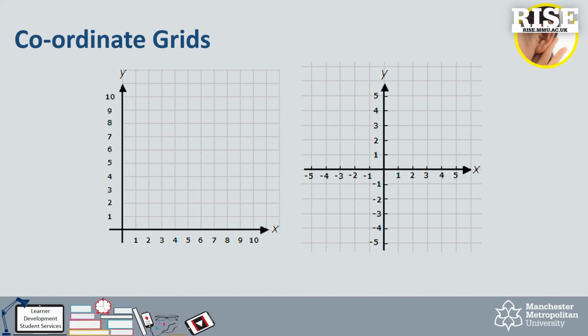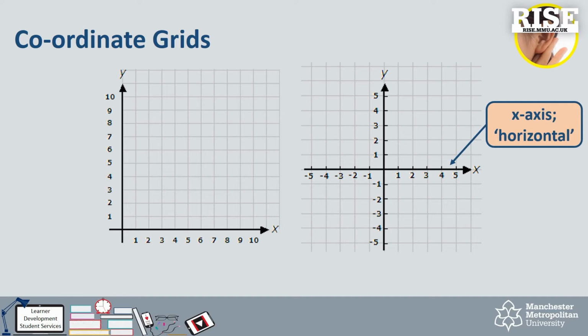Here we've got two coordinate grids. The first one we would know on the left-hand side as the first quadrant. That's named because both the x and the y values are positive. We then can look at the one on the right-hand side to have all four quadrants. This is where the x and the y axes are extended beyond 0 into the negative values.